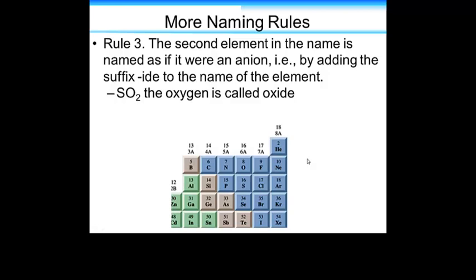Rule 3, the second element is named as if it were an anion. And we'll talk more about anions and cations when we talk about ionic compounds. But the key here is that the second element will have a change in the stem of its name. So oxygen becomes oxide. We add the suffix "ide" to the name of the element.